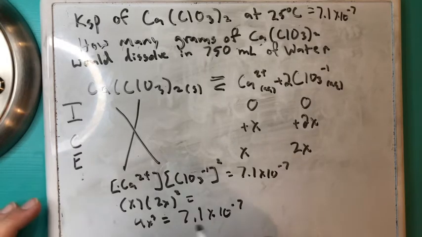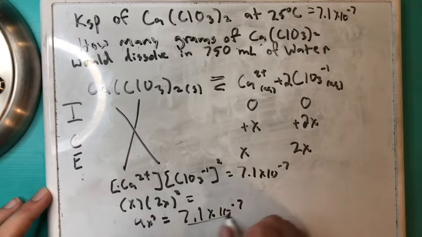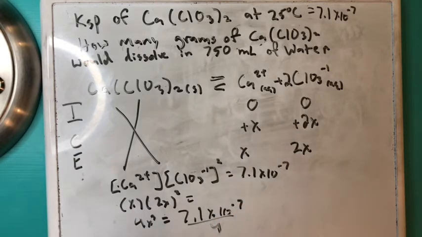Now it's simple algebra, and we're going to divide by the 4 and then take the square root of it. I'm just going to do that on my calculator real quick. You guys don't need to see the steps. So 7.1 times 10 to the -7th divided by the 4 gives us 1.775 times 10 to the -7th.